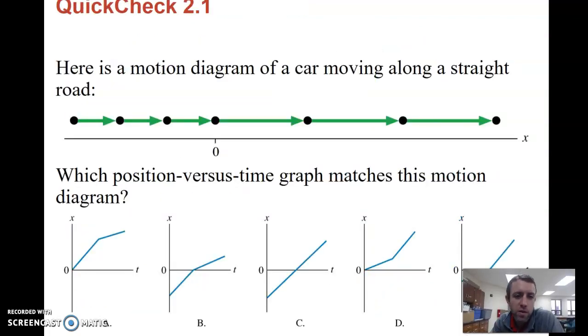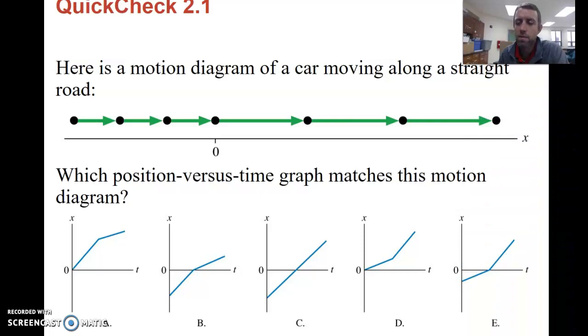All right, here's a car moving in a straight line on a road. It's the same motion diagram we've looked at, right? Which position versus time graph matches this? Let me think. Take a second. I think I've been blocking these, so I'm going to try to move myself up there. All right. Which one of these?